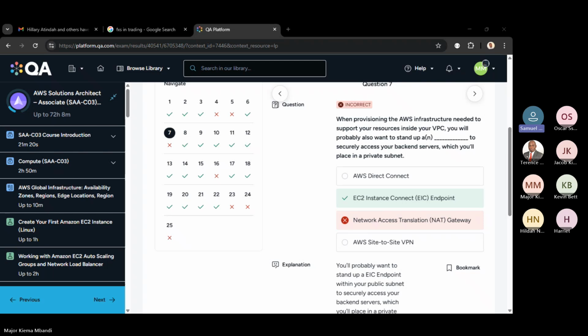When provisioning the AWS infrastructure needed to support your resources inside your VPC, you will probably also want to stand up a dash to securely access your backend server, which you will place in a private subnet. So the right answer is EC2 Instance Connect, EIC endpoint. Can you move it a bit up, please? The explanation.